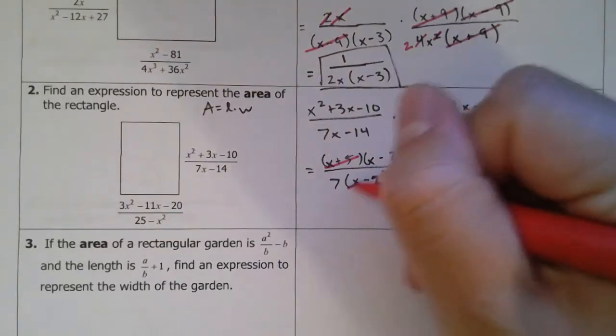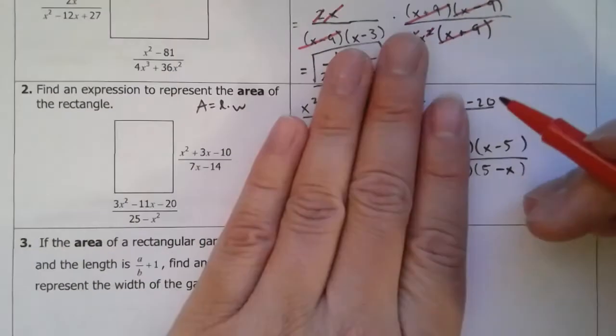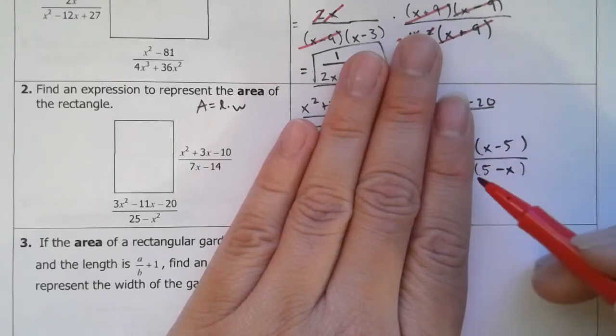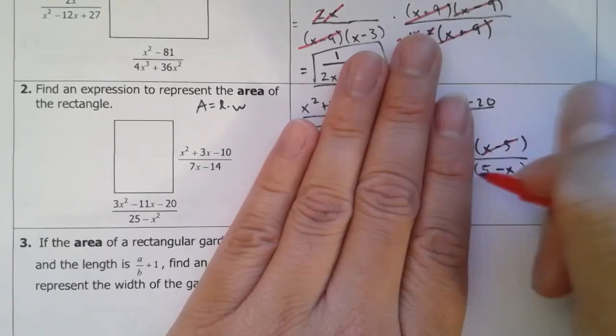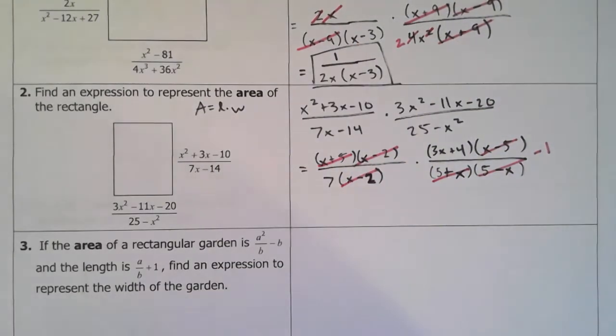x minus 2 here and there, and then these guys here, it's that one property from that one concept, right? x minus 5, 5 minus x. These guys here become minus 1. So then I believe that's it. That's all I can do.